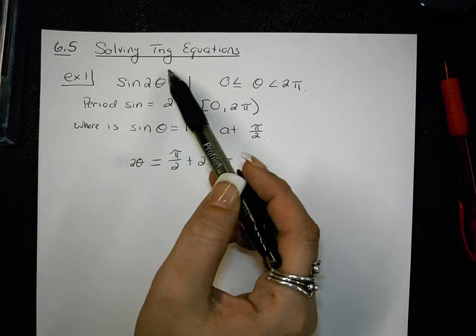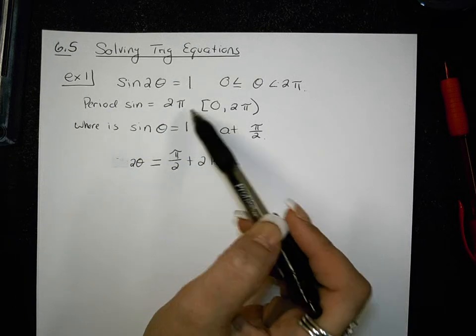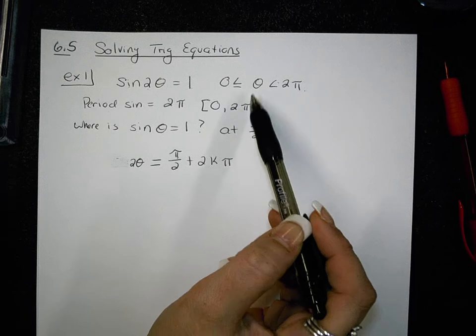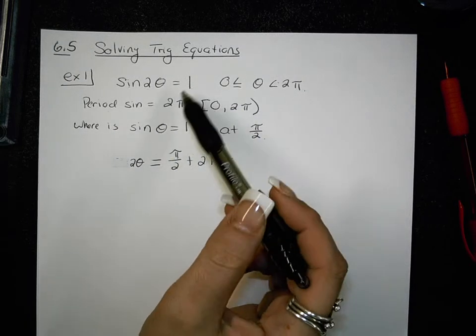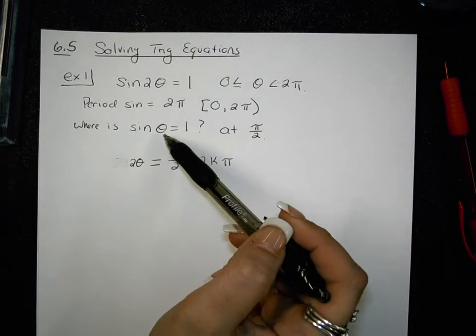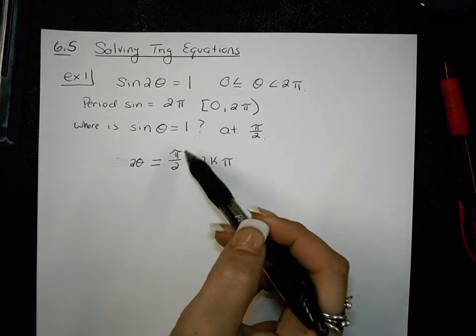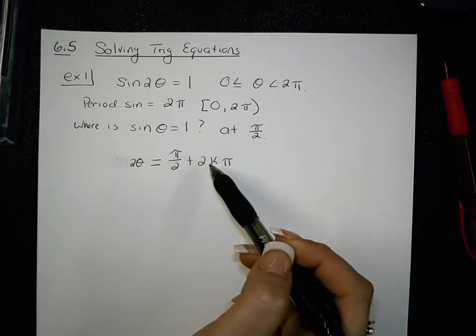Let's figure out what the period is of sine. Period of sine is 2 pi. That means we write it like this, with the bracket for 0, 2 pi, and then the parentheses. Take it down to your basics. Where is sine of theta equal to 1? Pi over 2. So our general form we could have is pi over 2 plus 2k pi.